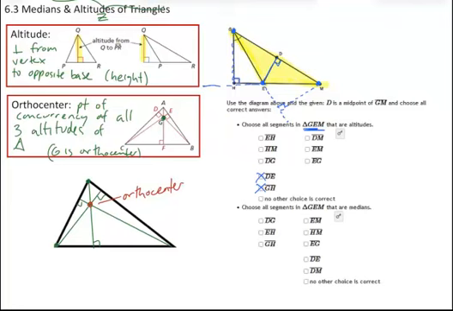Now it says choose all of them that are medians. A median connects a vertex to the opposite midpoint. So D here is given as a midpoint. D to the opposite vertex E, that is our one median in this example.